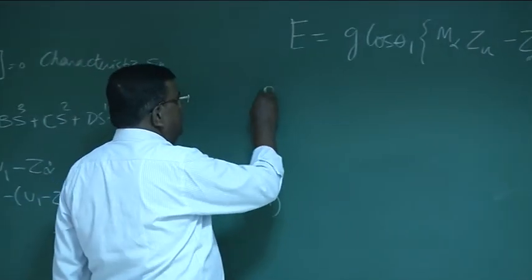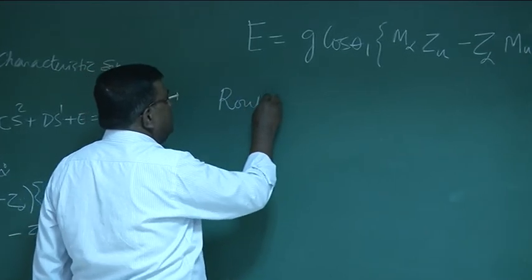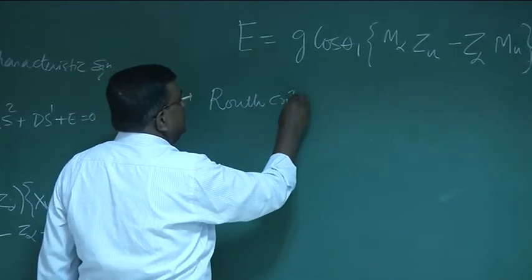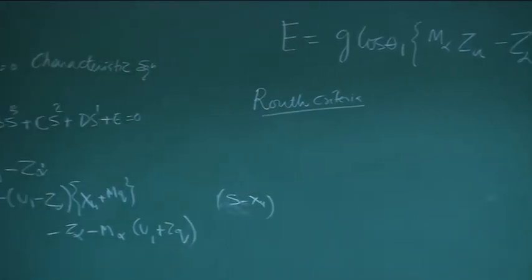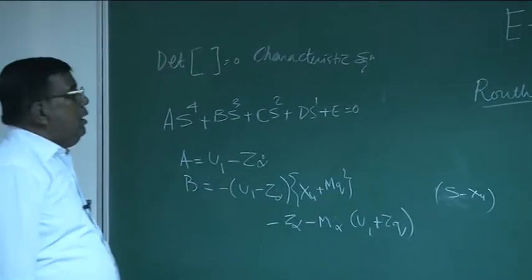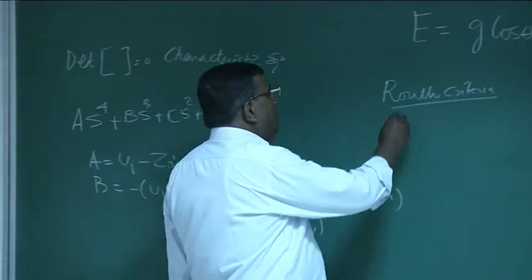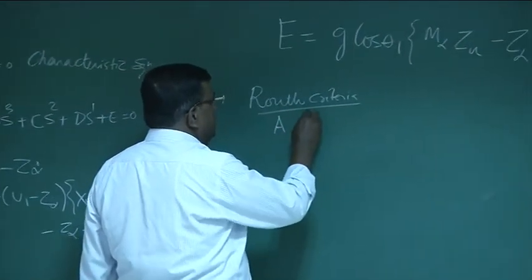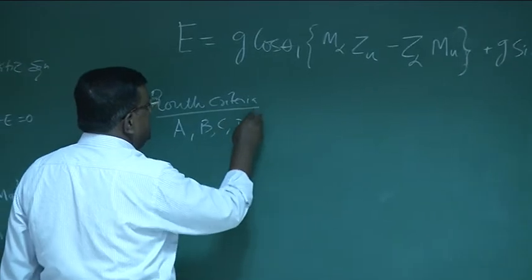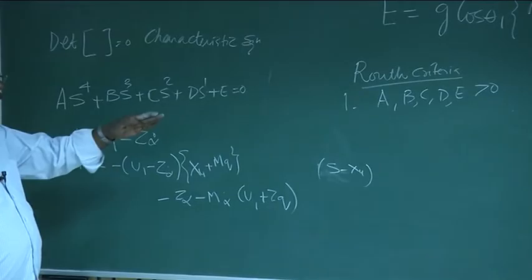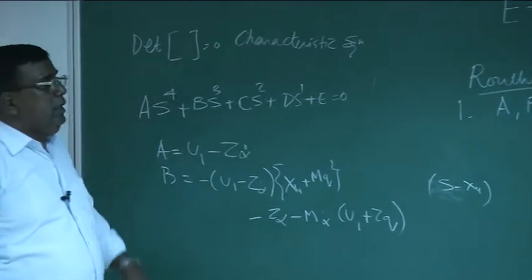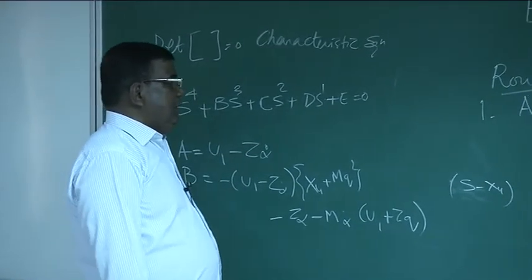Routh criteria we can apply to check whether these things are stable or not. One of the conditions is that all the coefficients A, B, C, D, E should be greater than 0. There are other conditions also that will come, but first we'll take this A, B, C, D, E greater than 0.